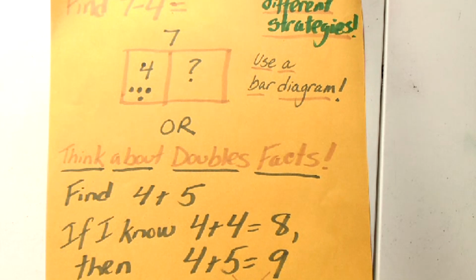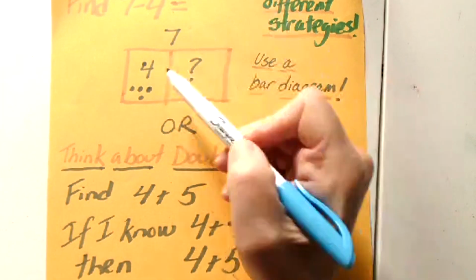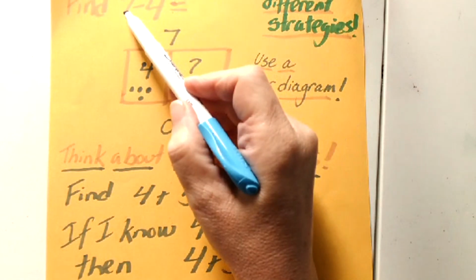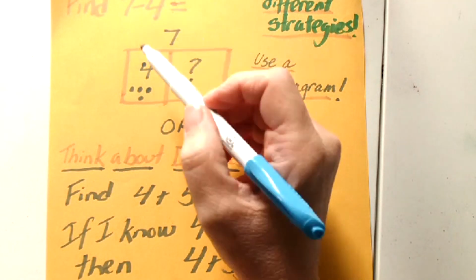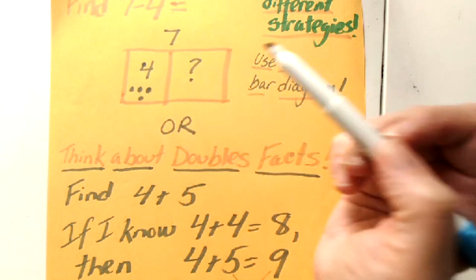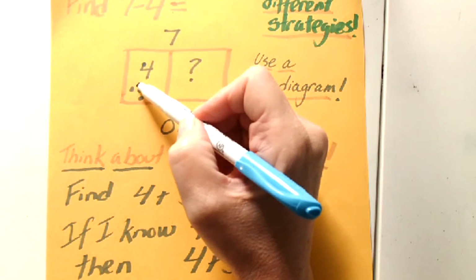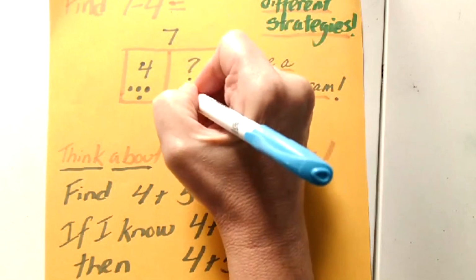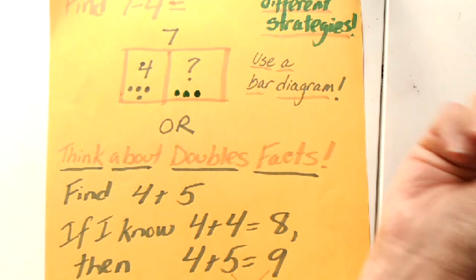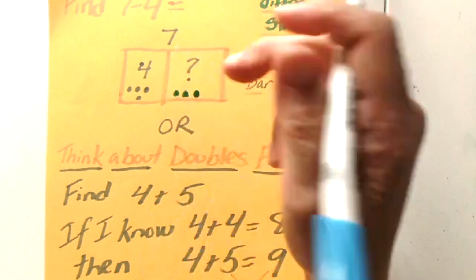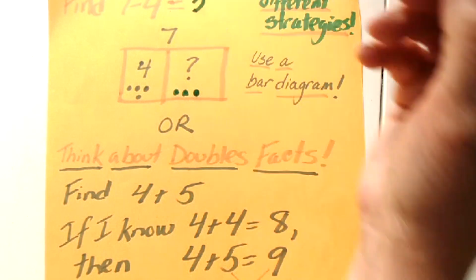All right, so if we want to find 7 minus 4, and we use our bar diagram, we have part and whole. The whole is 7 because that's the big number. You always start with the big number in a subtraction problem. So if I draw the 4 dots, what do I need to have over here? So I can count up 1, 2, 3, 4, 5, 6, 7. What would my answer be? 1, 2, 3. 3. That's my answer.